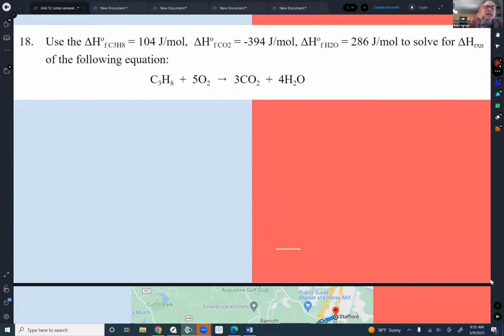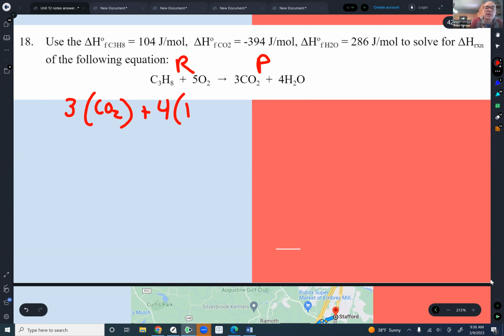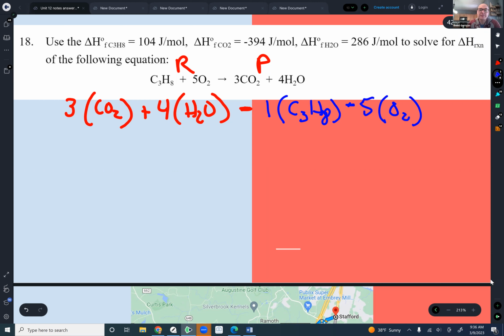So what we're going to do is take the products minus the reactants. I'm going to take 3 times CO2 plus 4 times H2O minus 1 times C3H8 minus 5 times O2. There was an unwritten 1 up here, and that is where that 1 comes from.